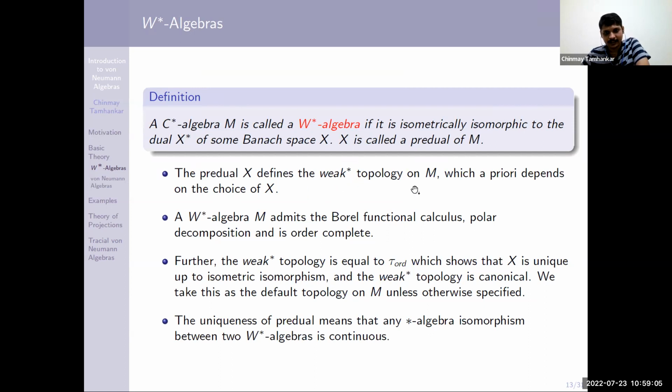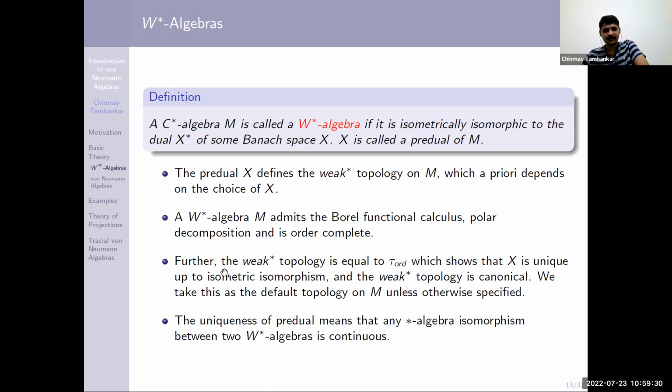So since we have a better topology, we get better things. That is the aim of these non-linear methods. One of the things is that any W star algebra admits the Borel functional calculus, polar decomposition, and is order complete. So these are the things which we want, and we get them by this condition which we impose.